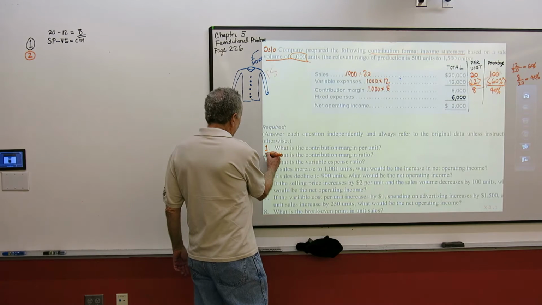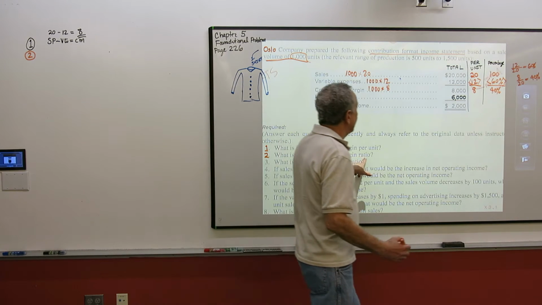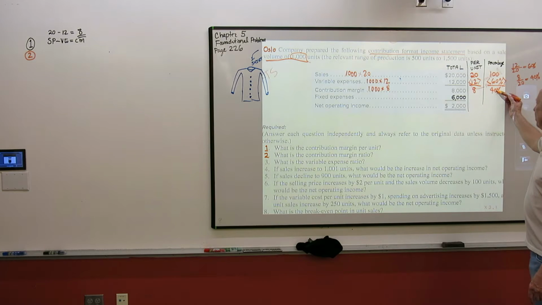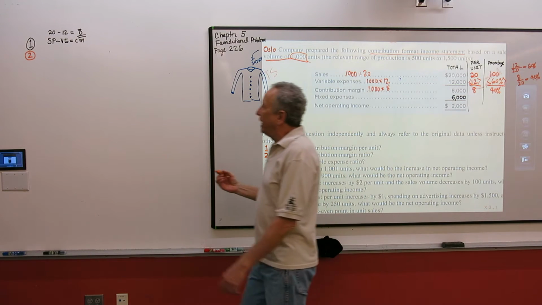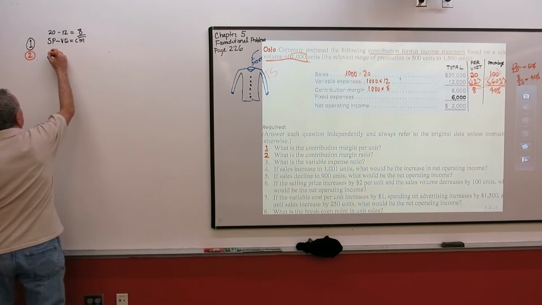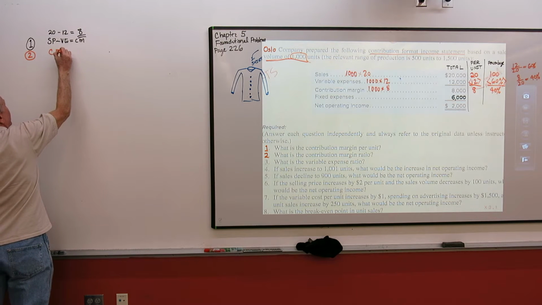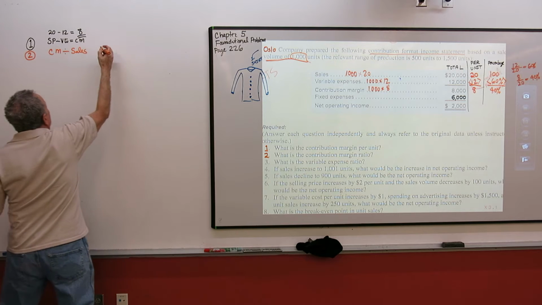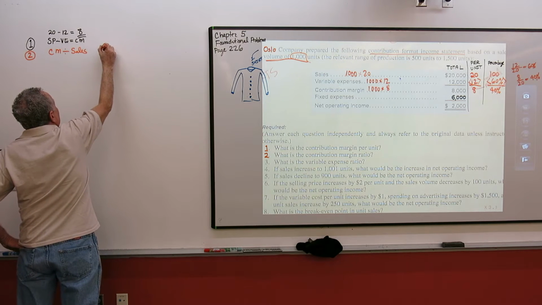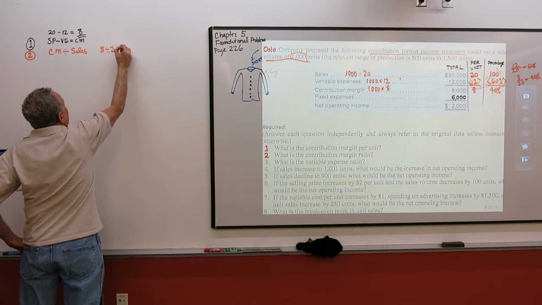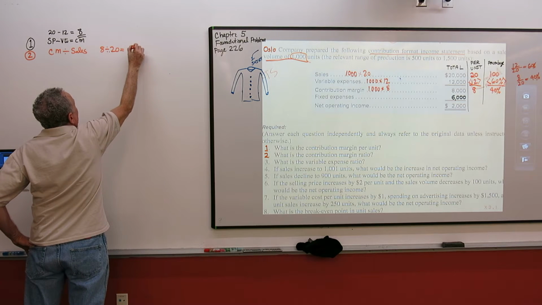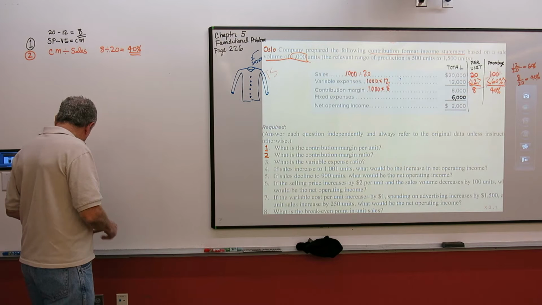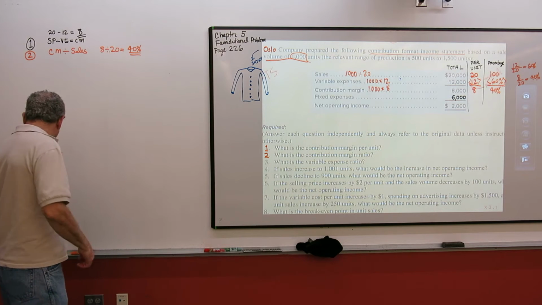2, what is the contribution margin ratio? Well, we got that already too. The contribution margin ratio is 40%. We can write that out: the contribution margin ratio is the contribution margin divided by sales. In this case, the contribution margin is $8 divided by 20, and that's going to be what we said, 40%. So there's our answer there. Okay, 2. Let's do 3.